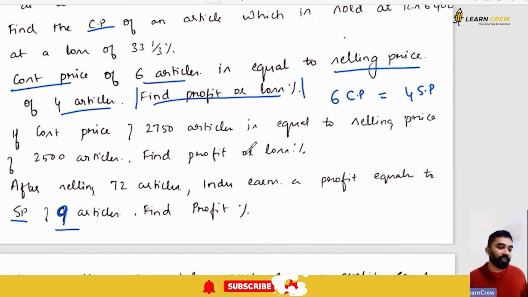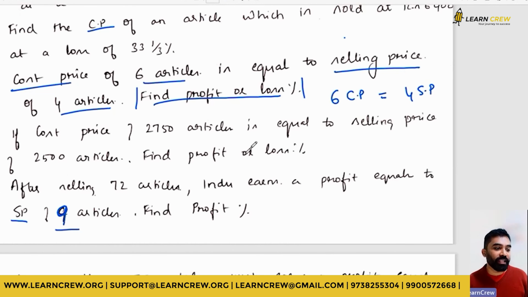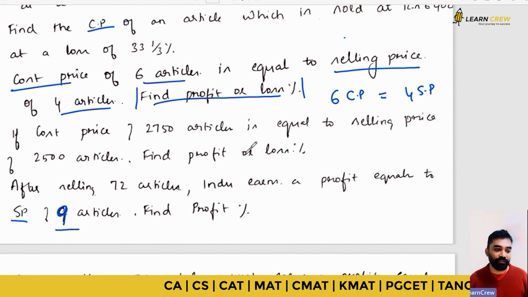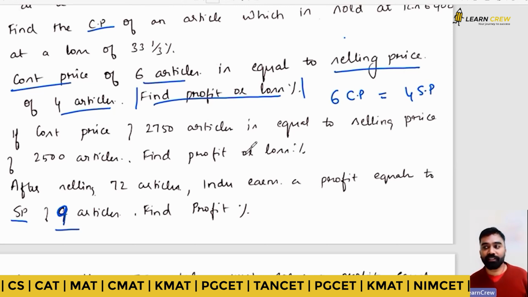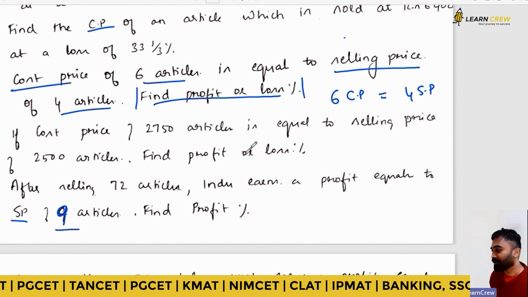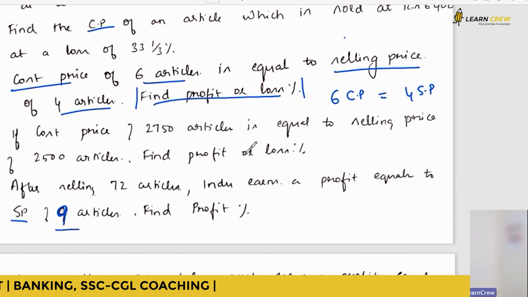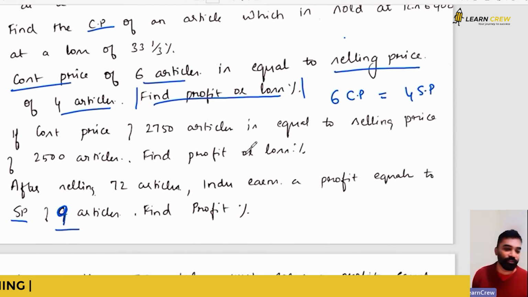After selling 72 articles, Indu earns a profit equal to the selling price of 9 articles. Find the profit percent. They have said that it is a profit. Is your 9th question completed for everyone? Do the 9th one and let me know. For the 10th one, I'll just explain it, then you do. Else, if you want to give a try, give a try. I explained the concept already, but you just need to implement it.